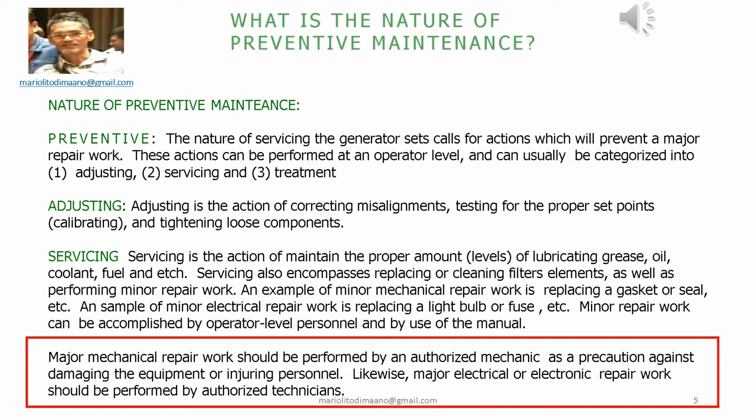An example of minor electrical repair work is replacing the light bulb or fuse. Other minor repair work can be accomplished by operator-level personnel and by use of the manual. Major mechanical repair work should be performed by an authorized mechanic as a precaution against damaging the equipment or injuring personnel. Likewise, major electrical or electronic repair work should be performed by authorized technicians.